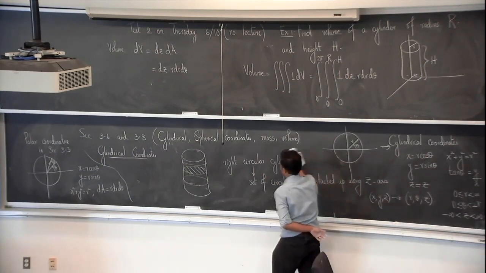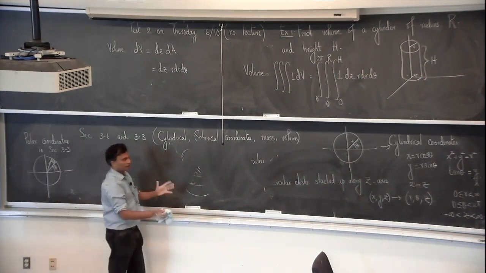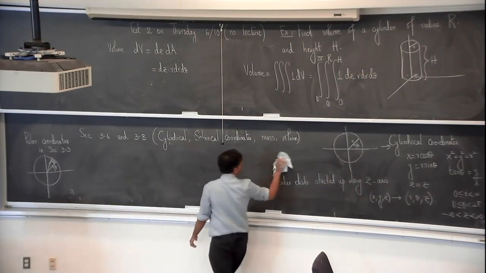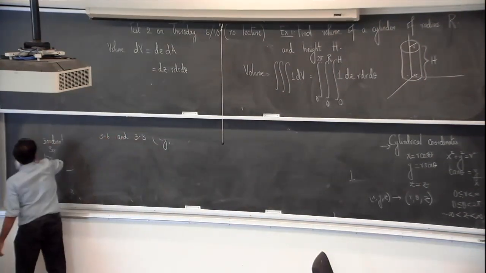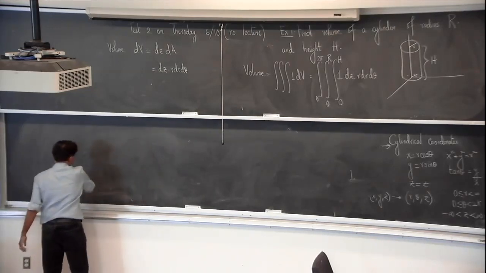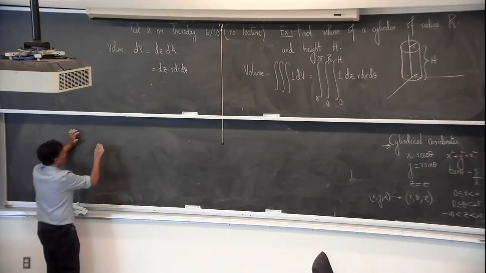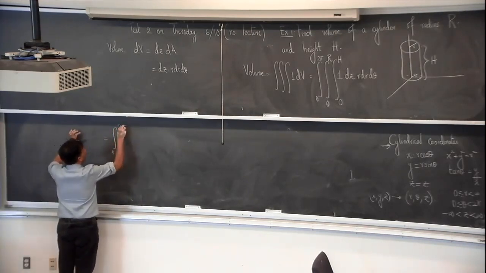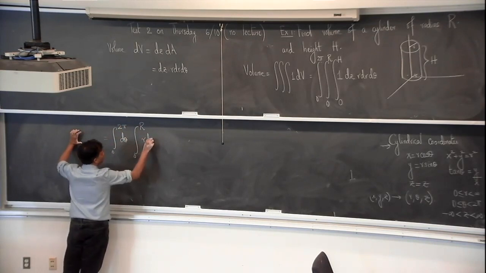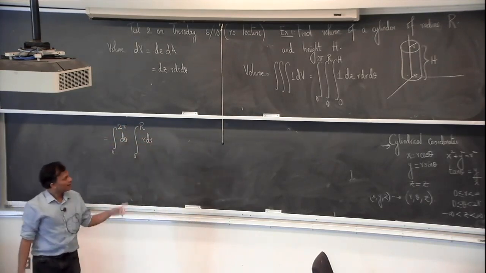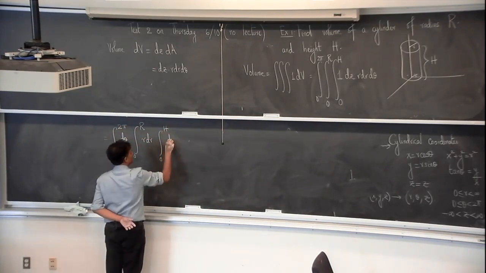And suddenly what would have been a pretty complicated integral to deal with in x, y, z becomes just a product of 3 calculus 1 integrals. As usual, since the integrands are all independent of each other, we can separate them out. So 0 to 2 pi d theta, 0 to capital R, r dr. Don't forget the little r in there, and then the height, which is 0 to h, dz.